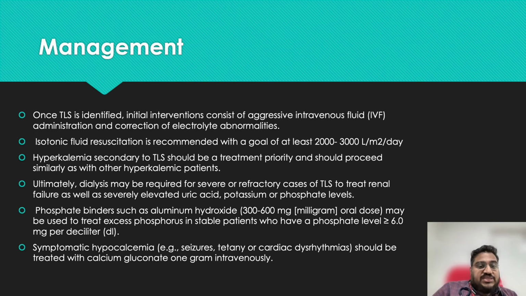Also, phosphate binders can be used. Aluminum hydroxide 300 to 600 milligram oral dose can also be tried if the serum phosphate level is very high, that is above 6. So again, the patient can have significantly symptomatic hypocalcemia. You might need to treat them. Either they can have seizure or cardiac toxicity, so treat with IV calcium gluconate.